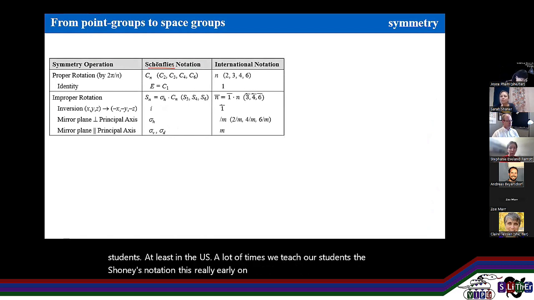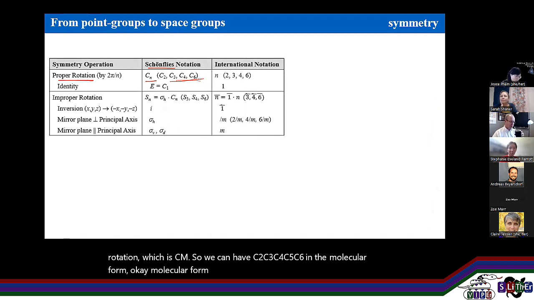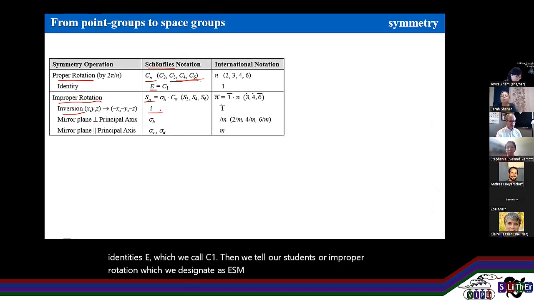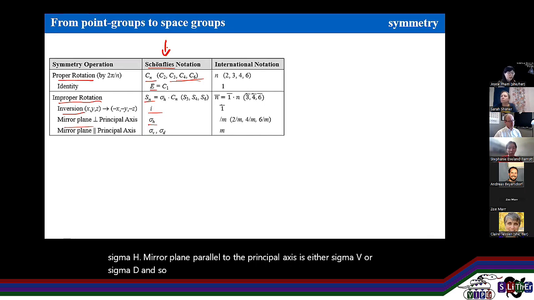So we tell them there's proper rotation, which is Cn. So we can have C2, C3, C4, C5, C6 in the molecular form, okay? Molecular form, we can have C5. We tell our students identity is E, which we call C1. Then we tell our students improper rotation, which we designate as Sn. Inversion with an i, mirror plane perpendicular to the principal rotational axis is sigma h. Mirror plane parallel to the principal axis is either sigma v or sigma d. And so this is what we have taught our students, or this is what I learned at the undergraduate level in learning about point groups.